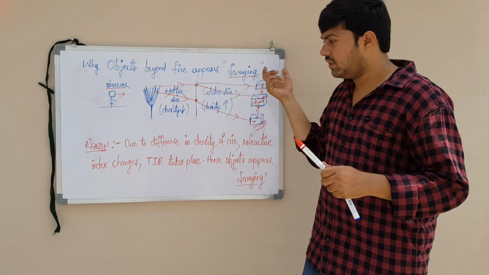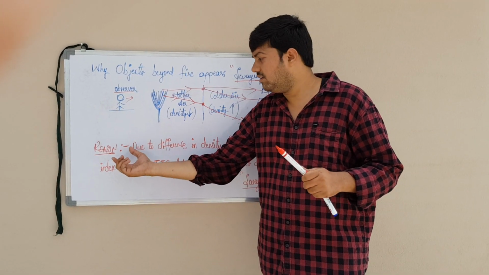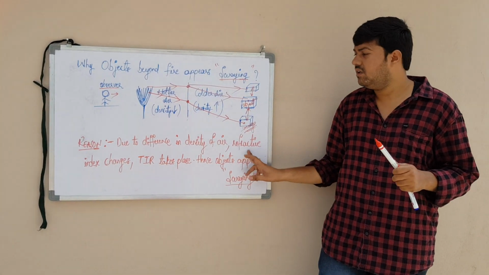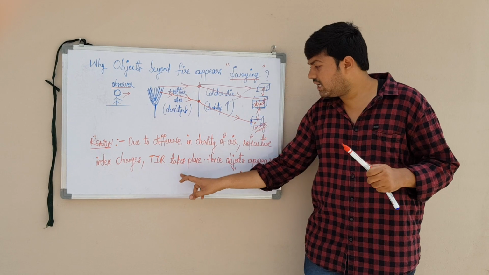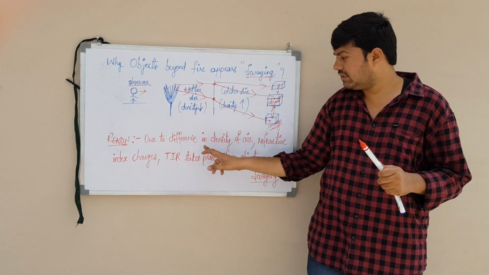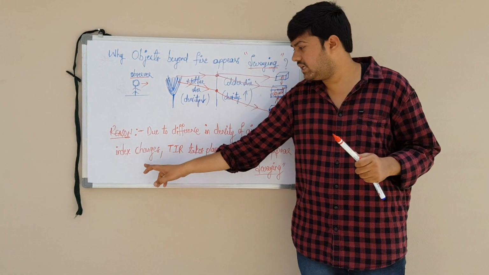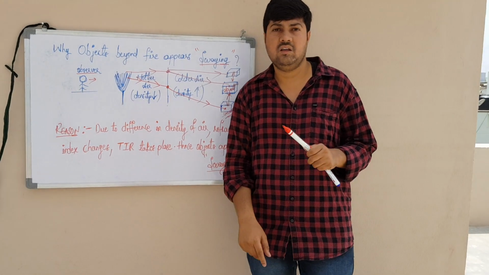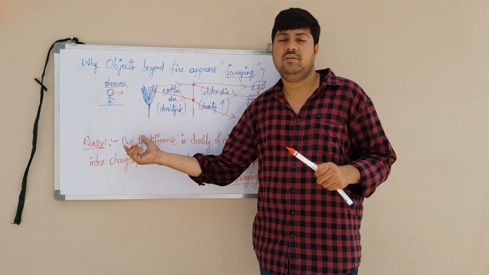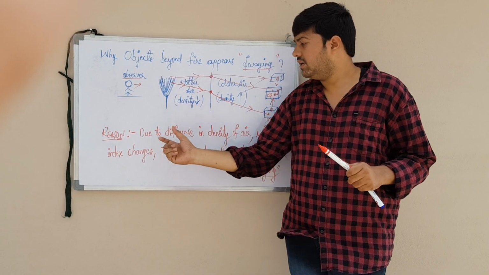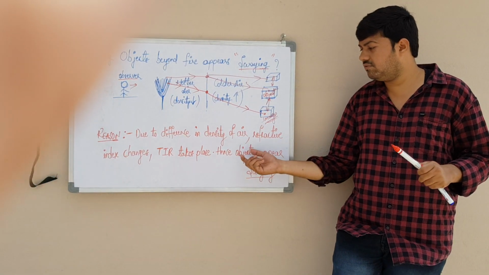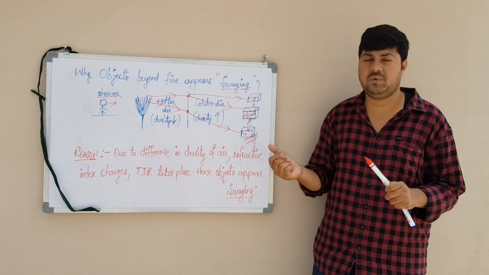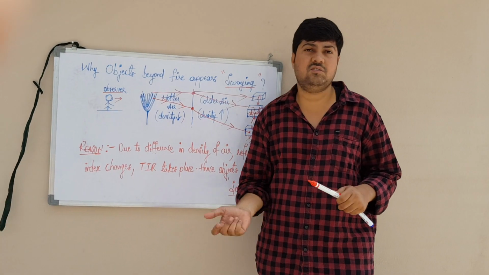So to be simple, the reason is due to difference in the density of the air, the refractive index changes and total internal reflection takes place. Hence, the object appears swaying. So finally, the reason is due to temperature change, there will be difference in the density of the air, and the refractive index changes, and hence total internal reflection takes place. This makes the object appear swaying.